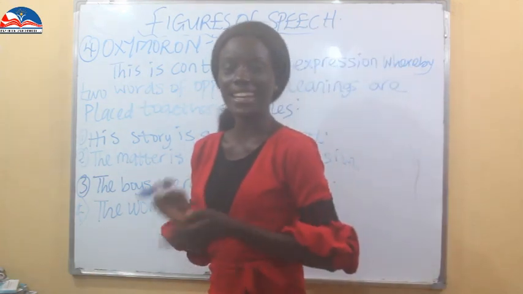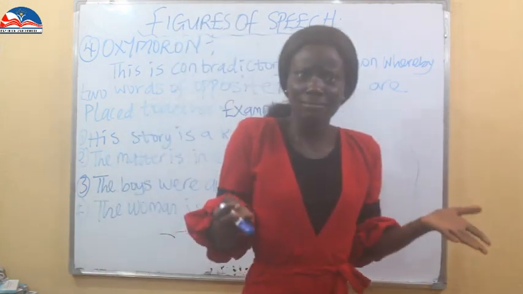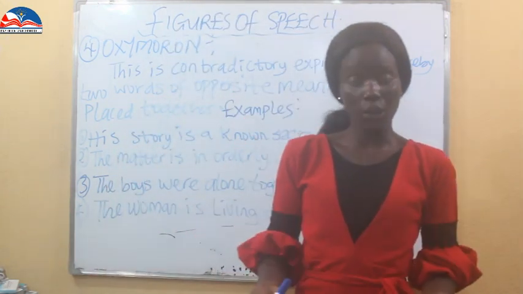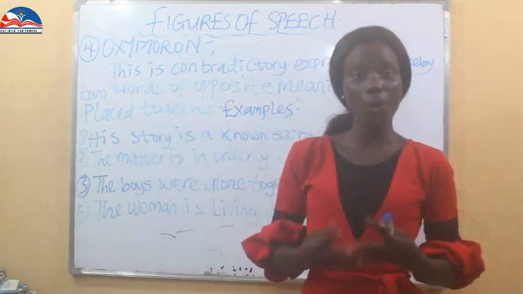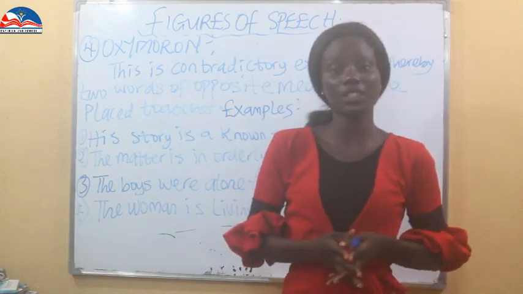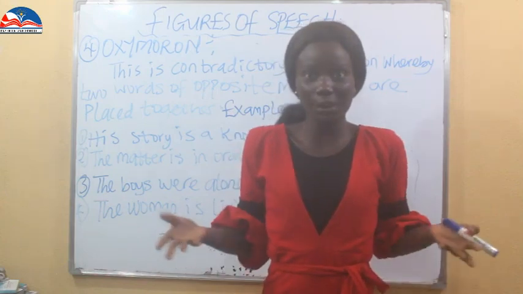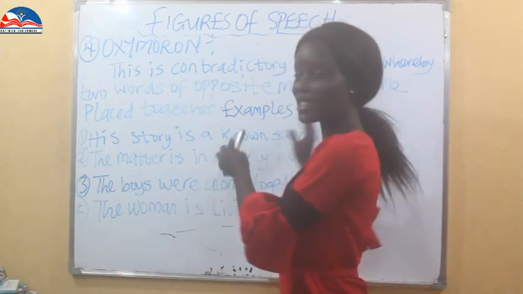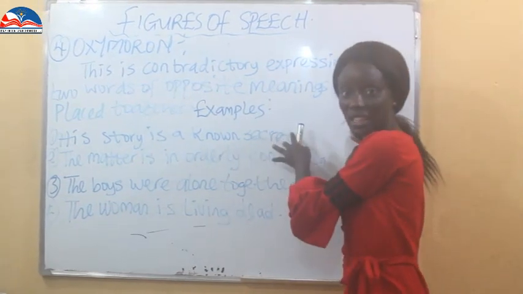A story is a known secret. We are talking about secret. Are we supposed to know anything about the secret? But now they're saying a story is a known secret. Then the opposite of secret we have what? Known. When you know something, it's no more a secret. But now they're placing these two opposite words together, known and secret.